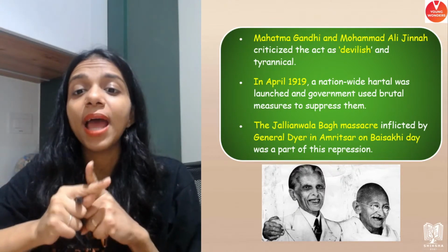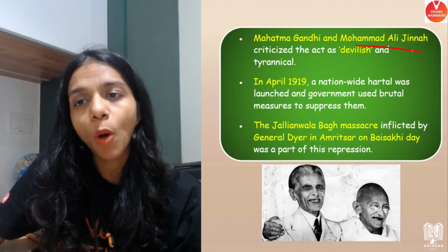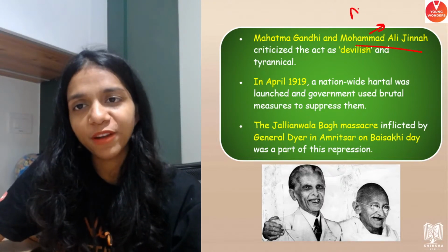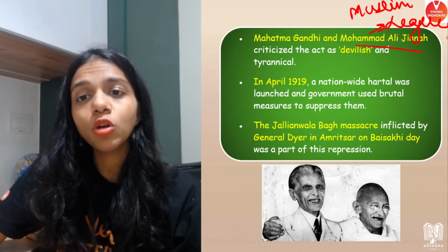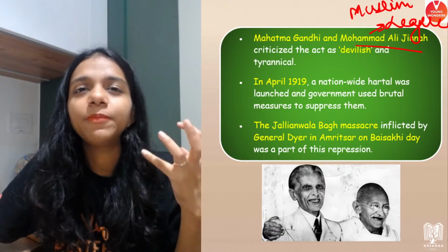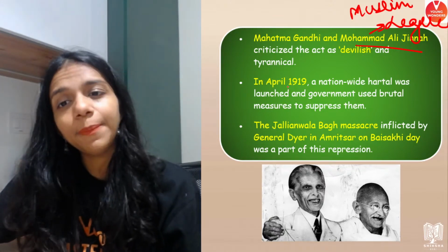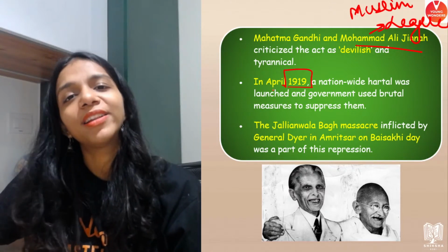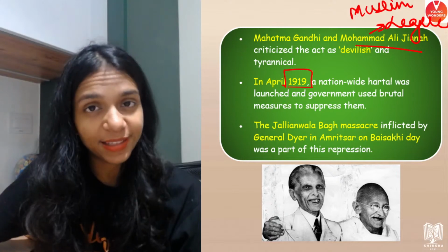This was also one act where Hindus and Muslims came together. So Mahatma Gandhi and Muhammad Ali Jinnah, who had founded the Muslim League, है ना, दोनों साथ में आए and criticized this tyrannical, मतलब very strong, negative, devilish act. In April 1919, there were a lot of movements around the country that started against the Rowlatt Act.